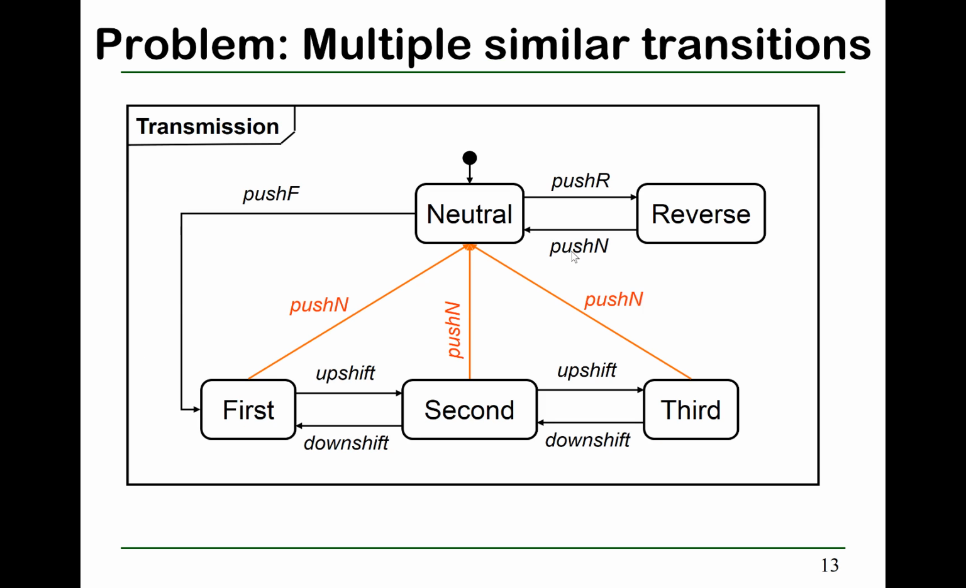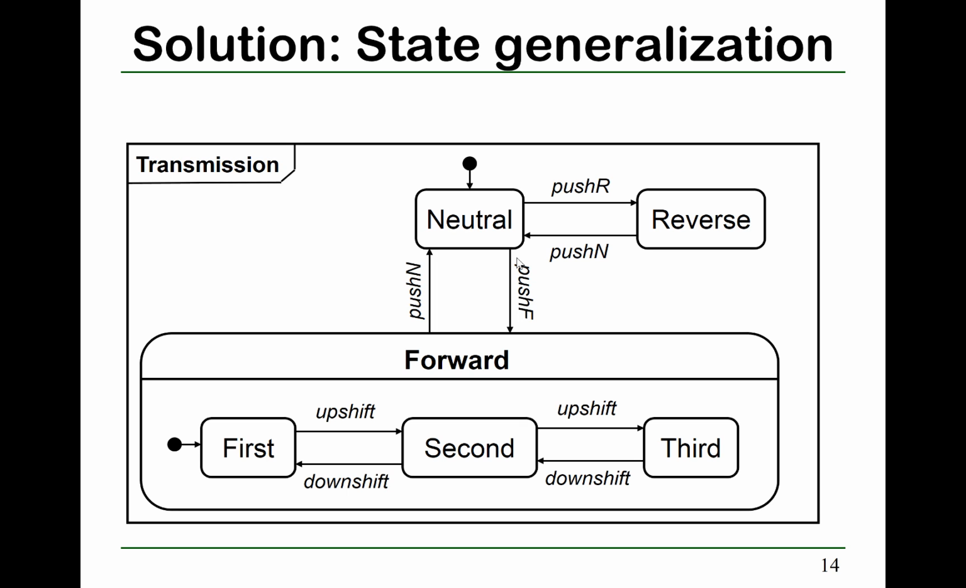What you can notice is that these three transitions are the same, with the same name, right? Only the source states are different, and the destination states are the same. So we can use state generalization to reduce the complexity. What we do is put the first gear, second gear, and third gear together. These three we call the forward state. So this is a super state, and we call it forward. And in a super state, you need to have an initial state.